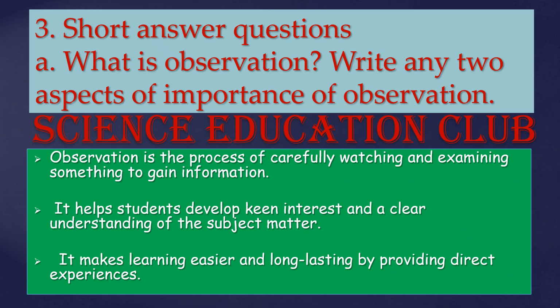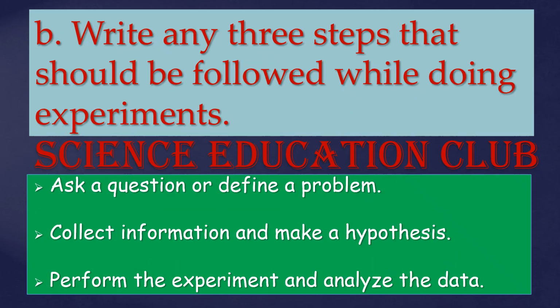Short answer questions. What is observation? Write any two aspects of importance of observation. Observation is the process of carefully watching and examining something to gain information. It helps students develop keen interest and a clear understanding of subject matter. It makes learning easier and long lasting by providing direct experience.